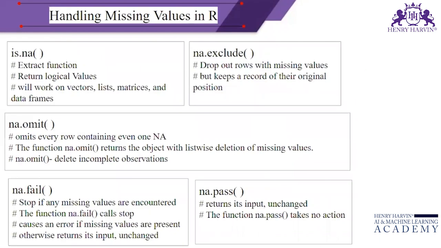Now let's handle missing values. How to handle missing values? There are some functions that we can use to drop the values or find out how many missing values are there in the data set. So first is is.na, which extracts missing values.